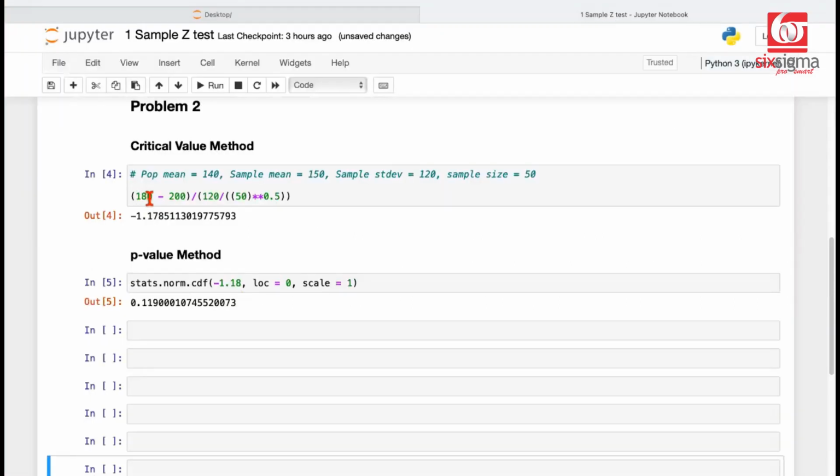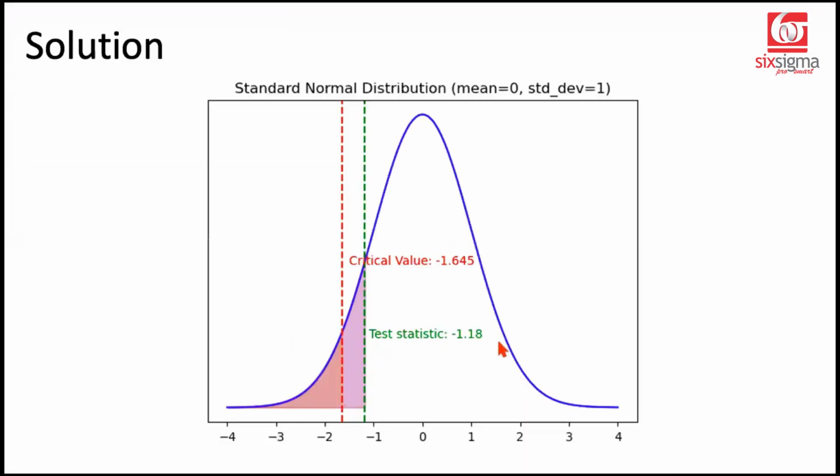The sample mean is 180, the population mean is 200. The standard deviation, we've approximated to the sample standard deviation that's given to us as 120, and the sample size is 50. Again raised to the power half, or square root, you get this approximated to negative 1.18. That's what you got here.